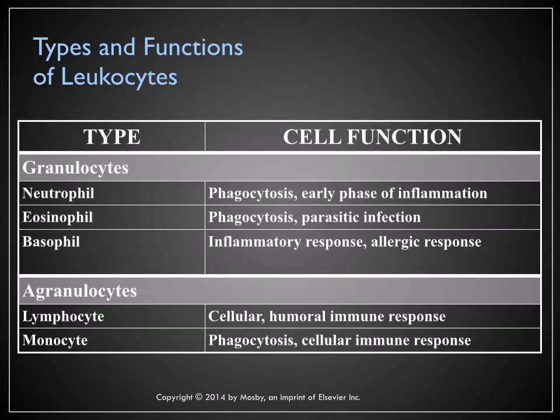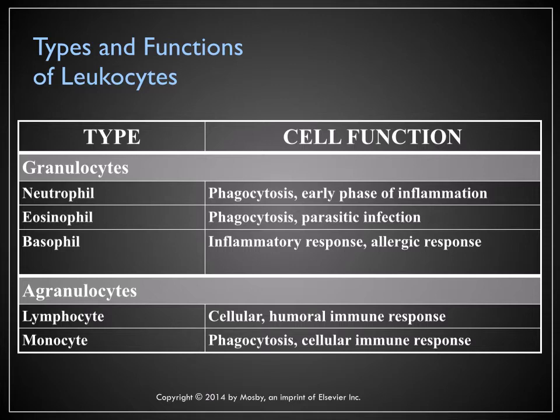Okay, so there are leukocytes. They appear white when they are separated from blood. And like RBCs, leukocytes are made by stem cells in the bone marrow, and they have a variable lifespan, from a few hours to years. There are different types of leukocytes, and each has its own function.